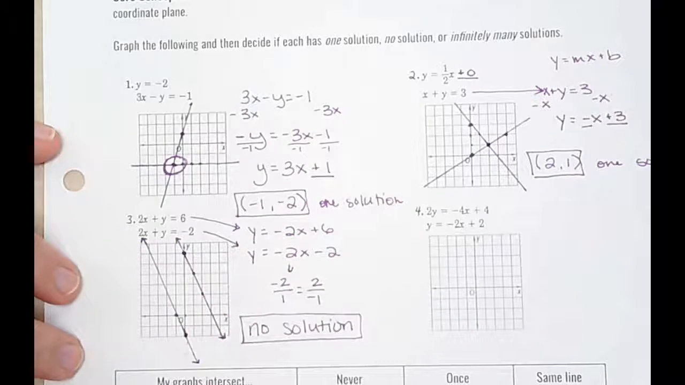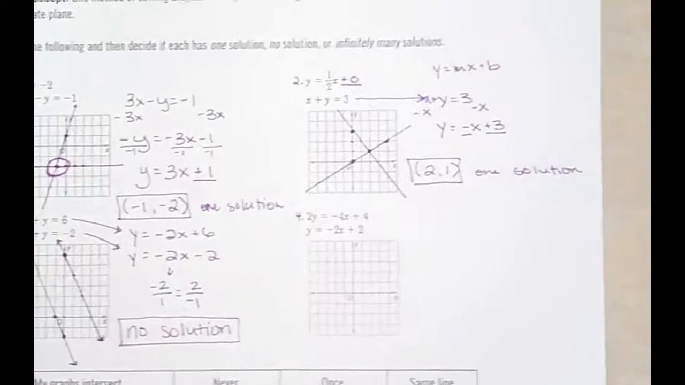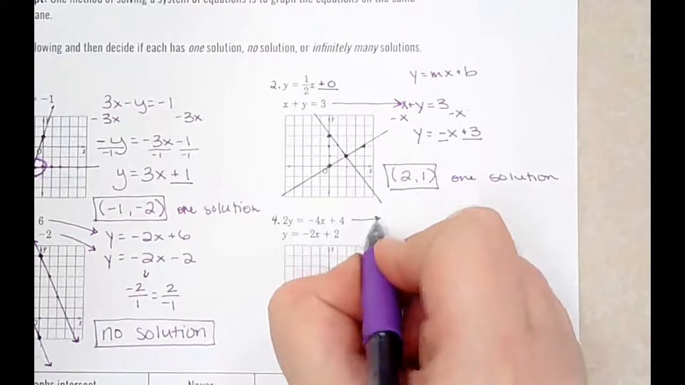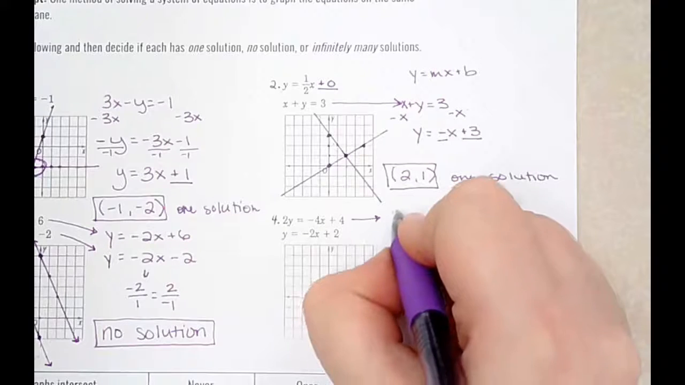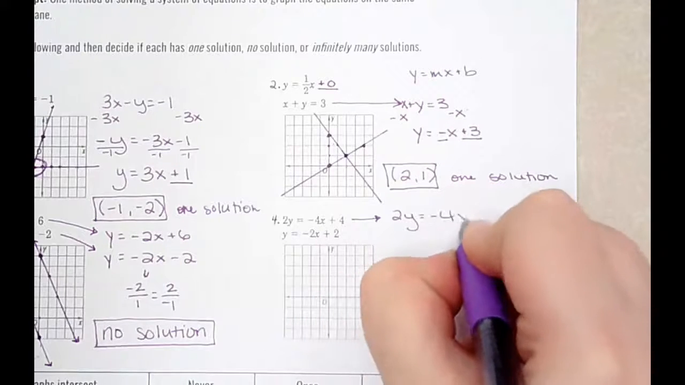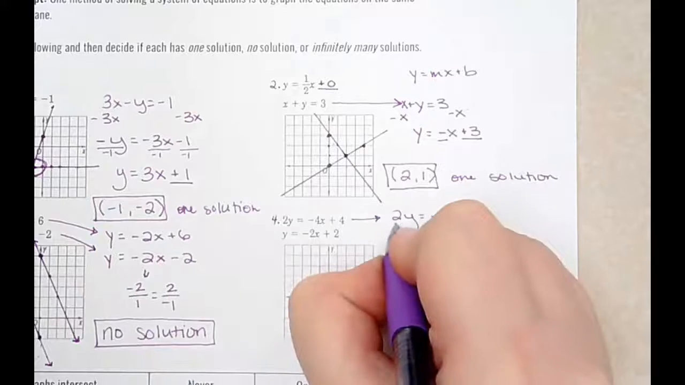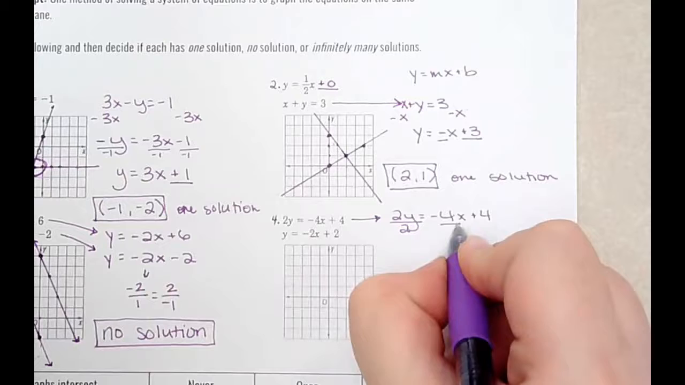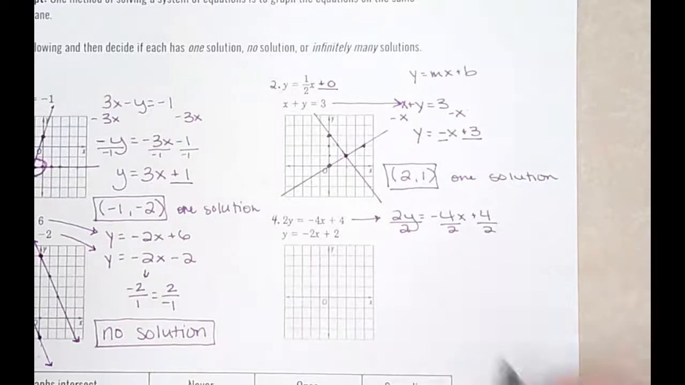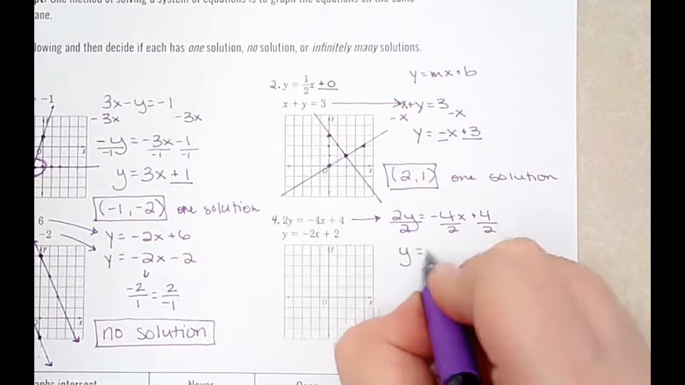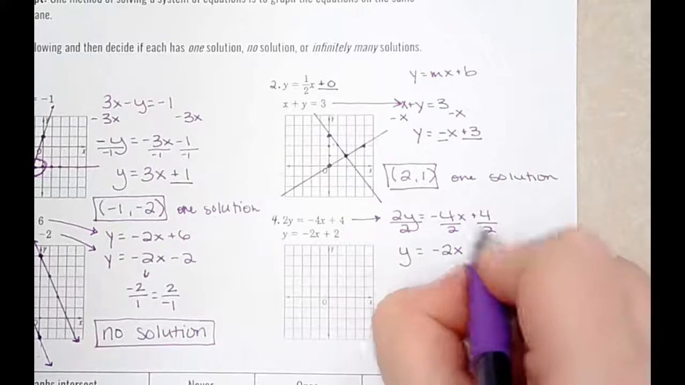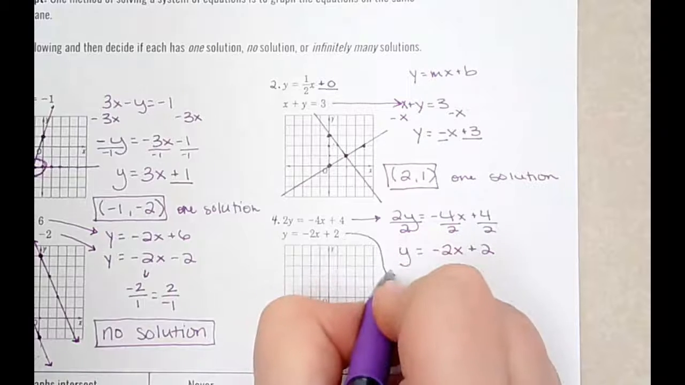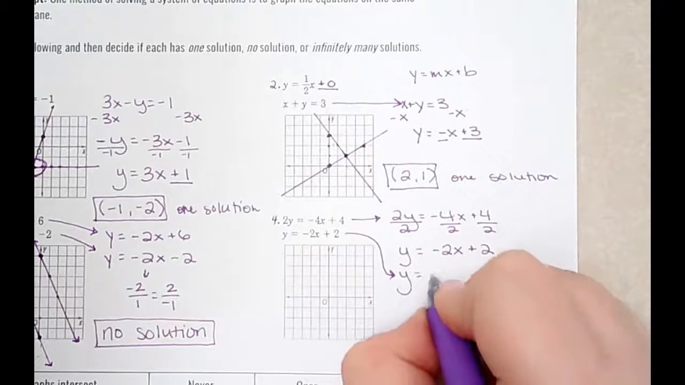All right, let's jump to our last one. One of these is already solved for y, but let's move this one over and solve it as well. Notice this is being multiplied by 2, so I'm going to need to divide everything by 2. So I get y equals negative 2x plus 2. And then, of course, I get my other one, which is y equals negative 2x plus 2.